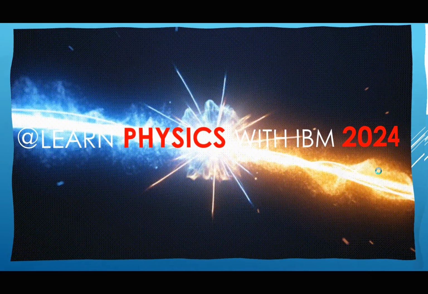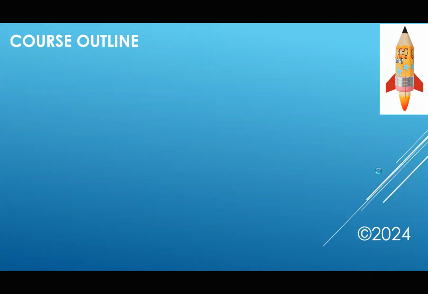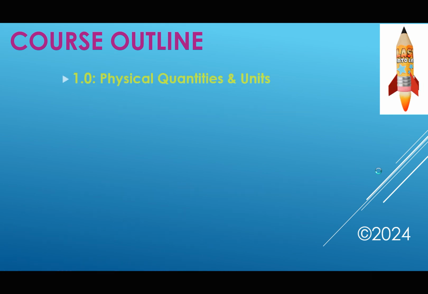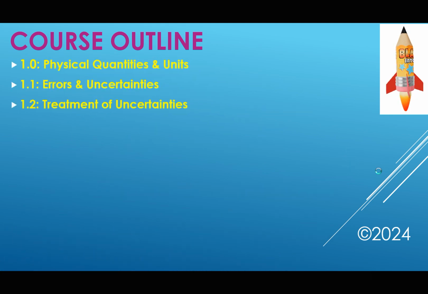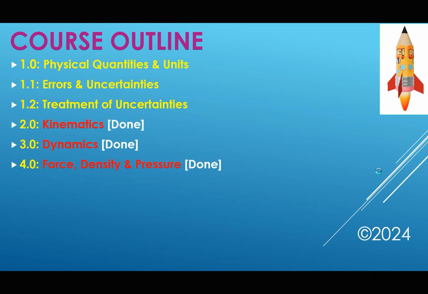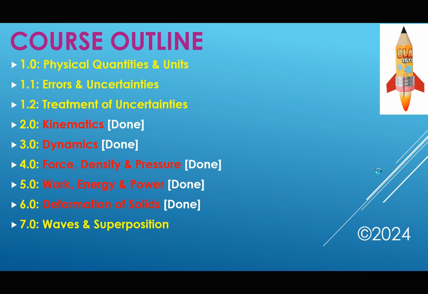But before we do that, I would like to remind you of the course outline of AS Physics, where we cover physical quantities and units, errors and uncertainties, treatment of uncertainties, kinematics, dynamics, force, density, and pressure, work, energy, and power, deformation of solids, waves and superposition, electricity and DC circuits, and also particle physics. And currently, we are dealing with waves and superposition, and this is going to be lesson 7, where we shall talk about polarization.